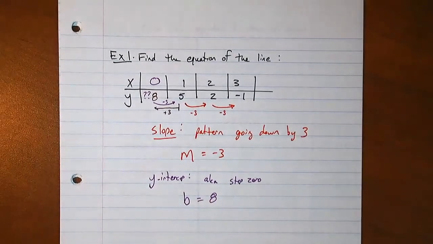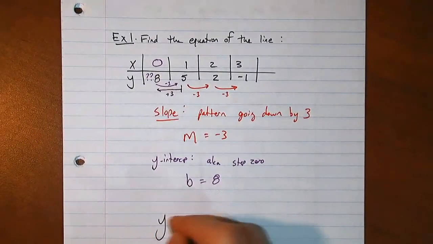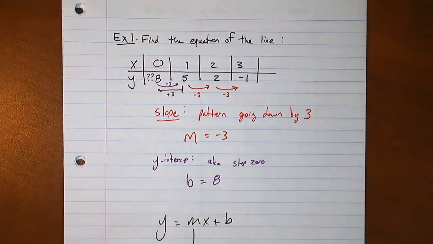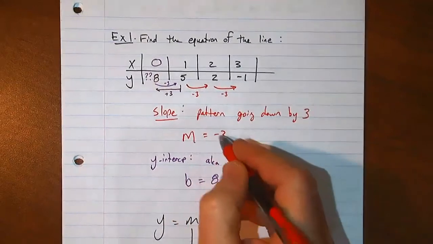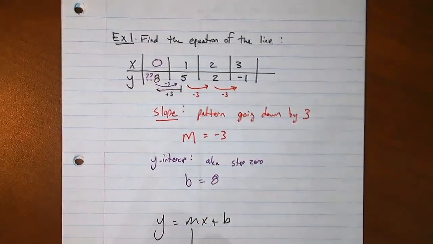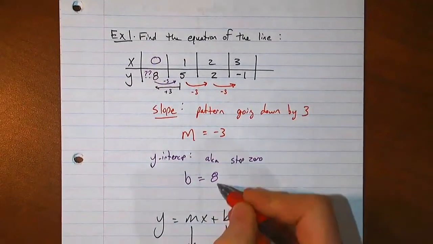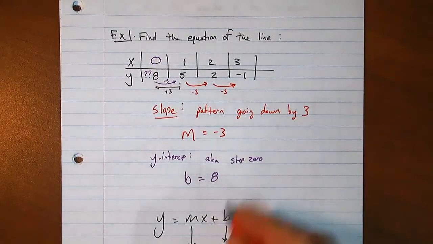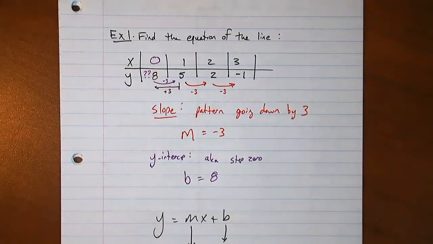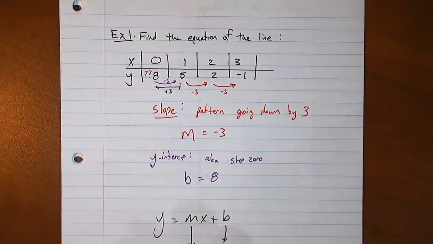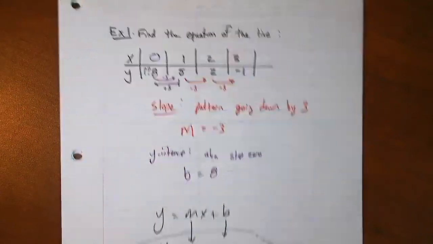So once I get those two numbers, now I take my equation, y equals mx plus b, where the m is, I'm going to replace it with what m was equal to. It was equal to -3. Where the b is, I'm going to replace that with what b was equal to. It was equal to a +8. And then the x is going to stay an x, the equal is going to stay an equal, and the y is going to stay a y. And so this is my equation.